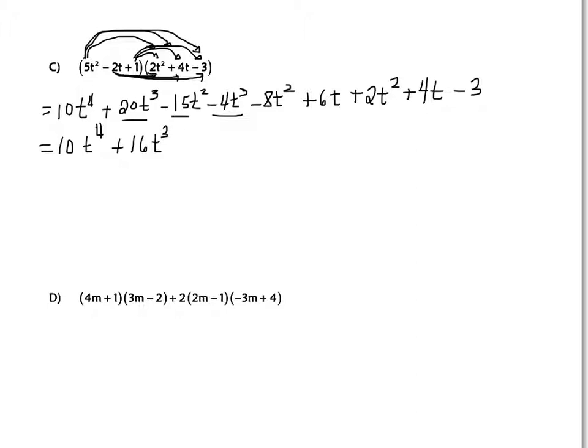And you have 3 t squared terms, negative 15t squared, a negative 8t squared, and a 2t squared. So that's going to give you negative 15 and negative 8 is negative 23 plus 2 is going to be negative 21t squared. And then you have 6t and a 4t, which is 10t. Is that the same one that we did a few minutes ago? Some of the numbers are the same. Minus 3.